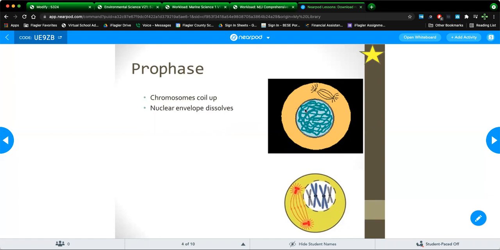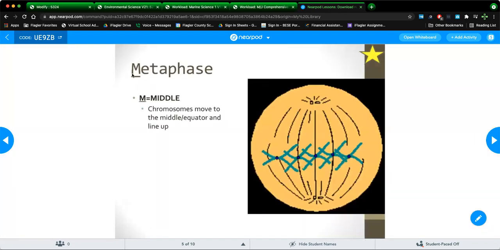When the cell is getting ready to divide, the nuclear envelope, so basically the nucleus, just goes away. And then the DNA condenses down into what we call chromosomes. So either chromosomes with X-shaped figures. It's just condensed DNA in a unique shape that makes it easy to move around and separate. Okay, so that's prophase.